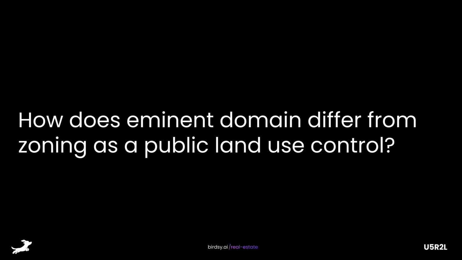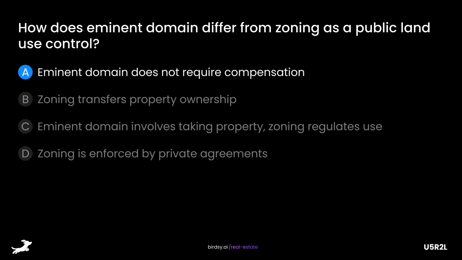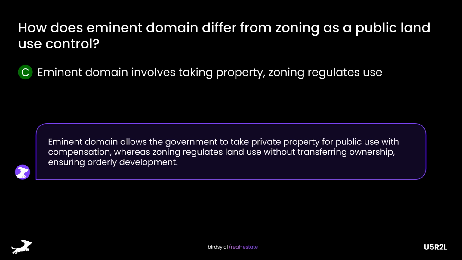How does eminent domain differ from zoning as a public land use control? Is it A, eminent domain does not require compensation, B, zoning transfers property ownership, C, eminent domain involves taking property, zoning regulates use, or D, zoning is enforced by private agreements? The answer is C, eminent domain involves taking property, zoning regulates use. Eminent domain allows the government to take private property for public use with compensation, whereas zoning regulates land use without transferring ownership, ensuring orderly development.